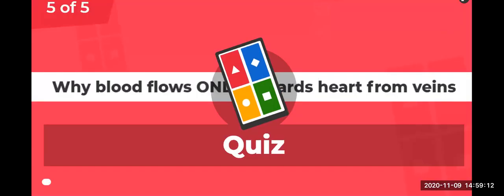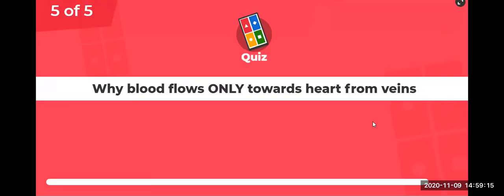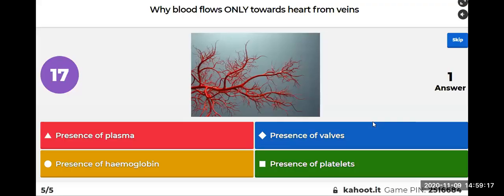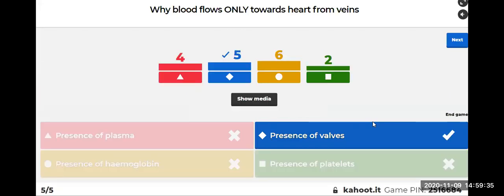Last question, guys, of this Kahoot. Presence of valves. Because we studied valves are a one-directional door, right? Yes or no? Think about it. Yes, Akshit. Presence of valves.